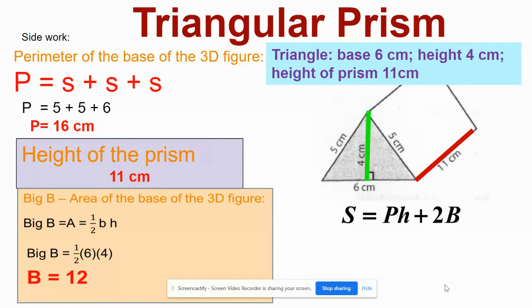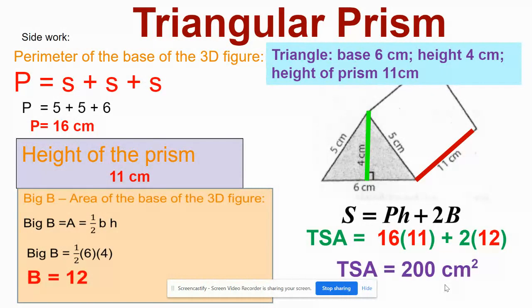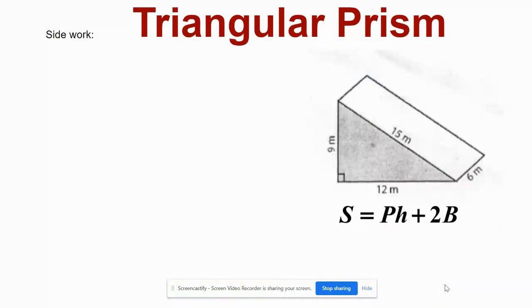Now I am able to plug in the values for my variables. Once we plug in those values for the variables, we're ready to calculate. And we get the total surface area for that triangular prism is 200 centimeters squared. Let's take a look at another example.